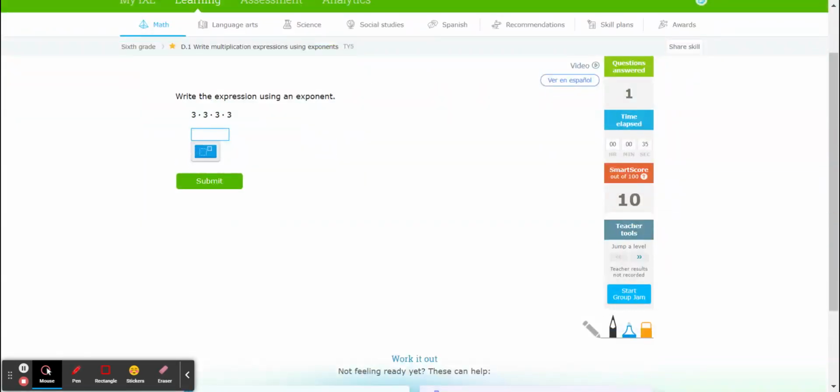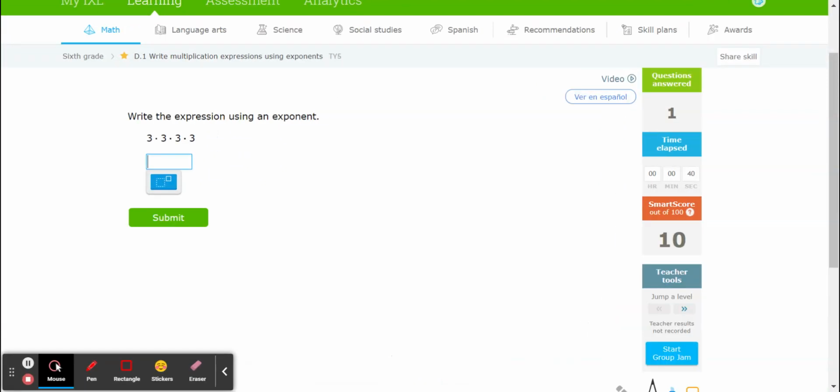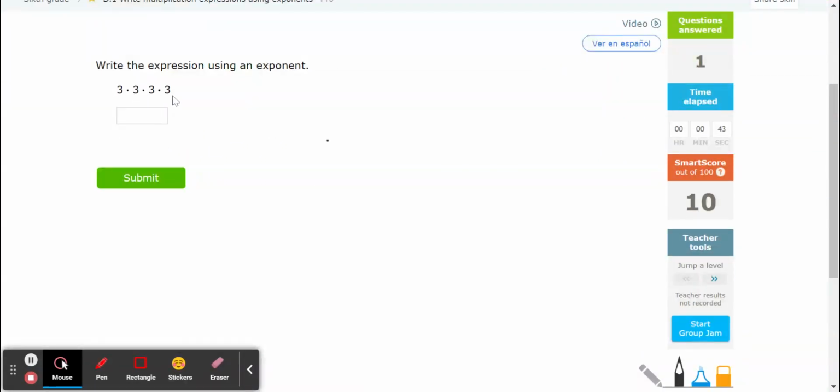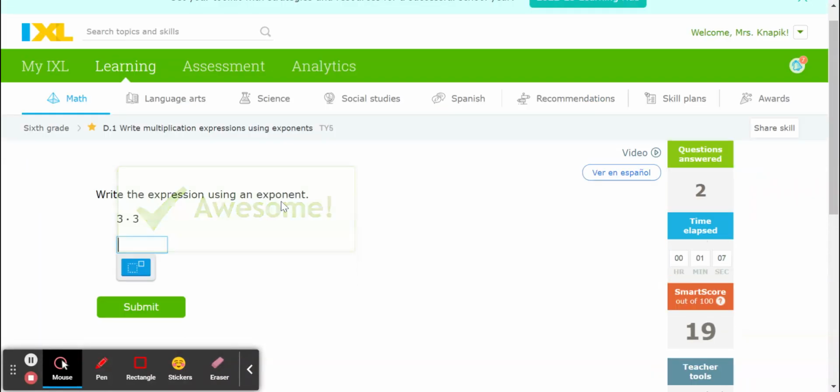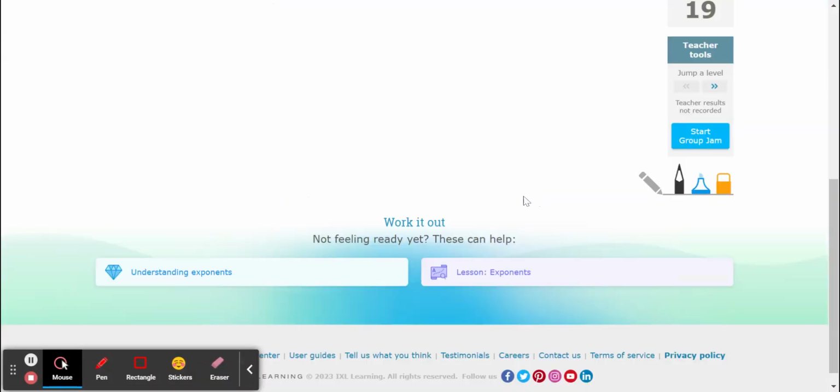Let's look at this one. We have 3 times 3 times 3 times 3. Let me zoom in a little bit. Okay, so looking at 3 times 3 times 3 times 3. First, what is our base? Remember, our base is the number being multiplied. Okay, well, 3 is being multiplied. How many times is 3 being multiplied? 1, 2, 3, 4. So, 4. This little button right here just helps you place your numbers either in the base or in the exponent format. So that is how we are going to be writing expressions using exponents. We're going to go into D2 now.